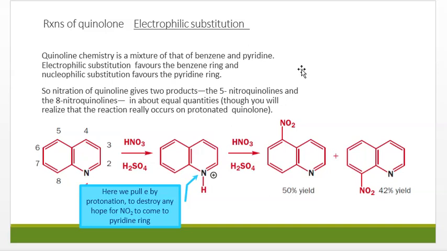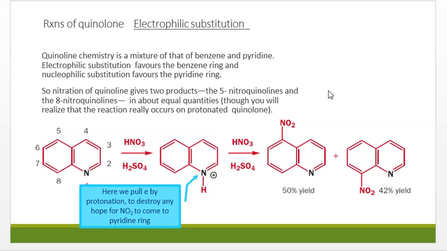Quinoline chemistry is a mixture of that of benzene and pyridine. For this compound we have the chemistry of the benzene ring and the chemical properties of the heterocycle. Electrophilic substitution favors the benzene ring and nucleophilic substitution favors the pyridine ring.